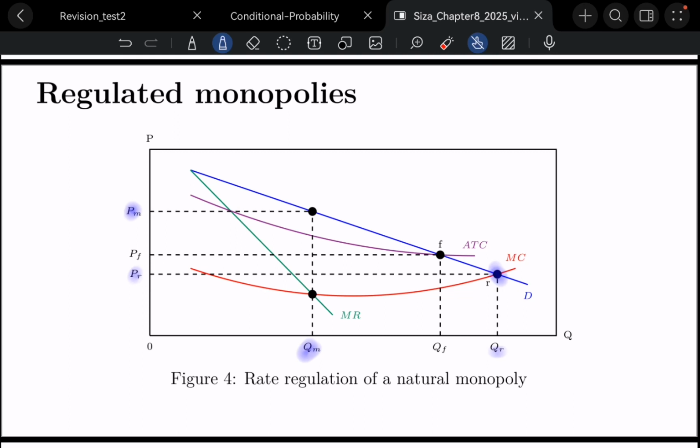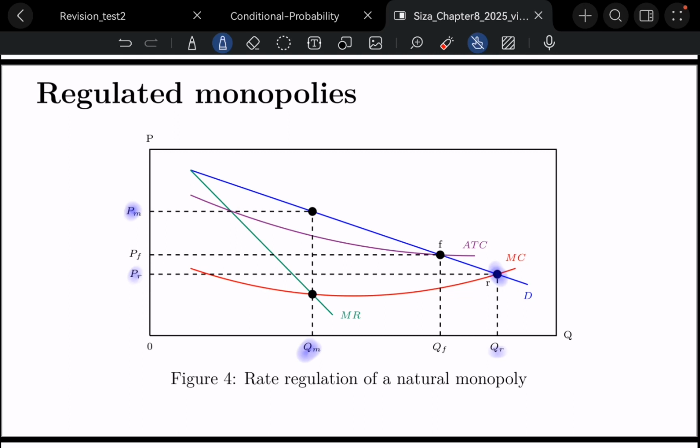But the problem is that PR lies below the average total cost. So you can see my average total cost is there, the purple line, and PR is lying below the average total cost. So because of that, it means that the firm will make an economic loss. Okay, and obviously if you're making an economic loss, you'll know this from the earliest chapters of economics, when you make continuing losses, you exit the industry. So if the monopoly exits the industry, that's not a really good thing, right?